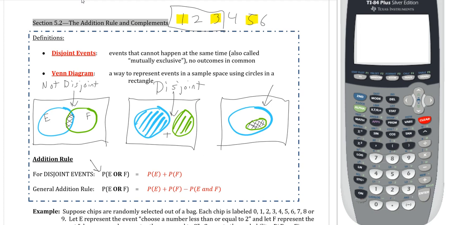However, we have what is called the general addition rule, which is the one that I highly recommend getting more familiar with. I'm also going to do most problems using the general addition rule, because this will apply to both disjoint events and non-disjoint events.